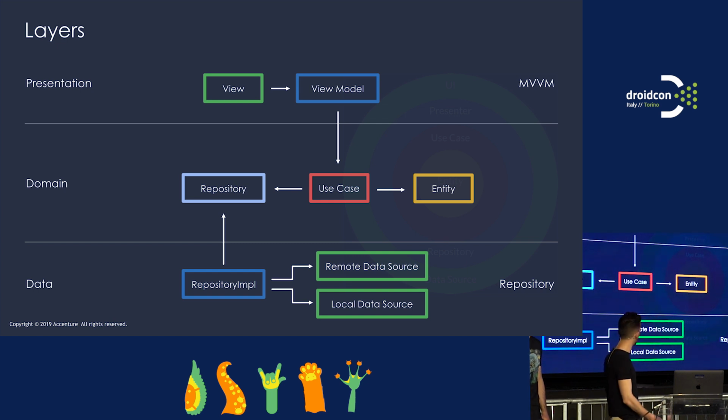Here we can also have an additional boundary. If you remember the onion representation, you know now that from the repository to the data source, we potentially have another boundary. So here, again, we can apply the same principle to reverse the dependency.